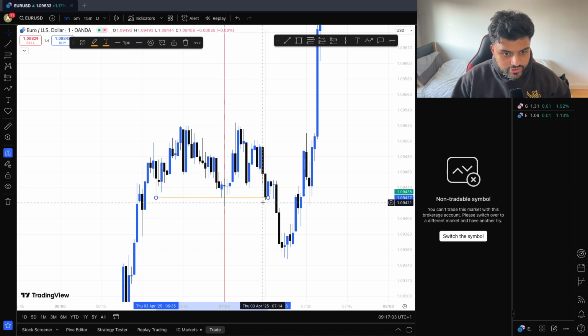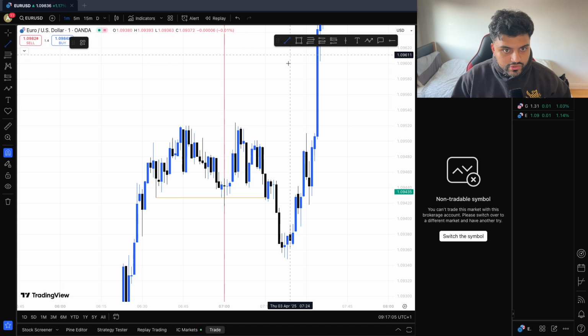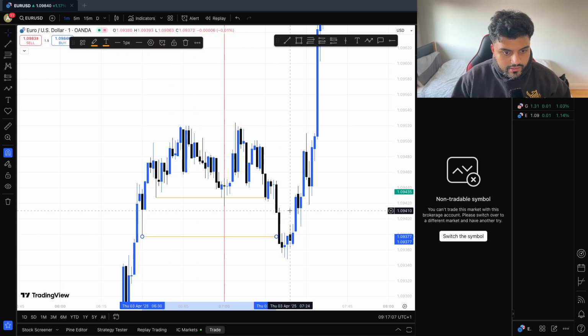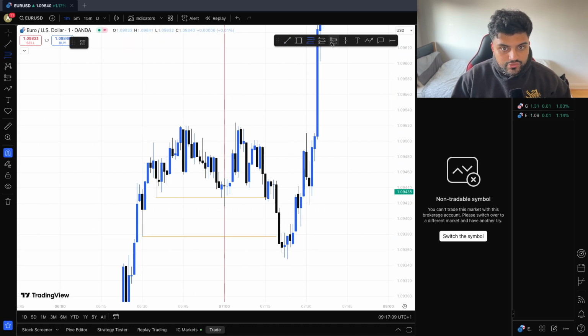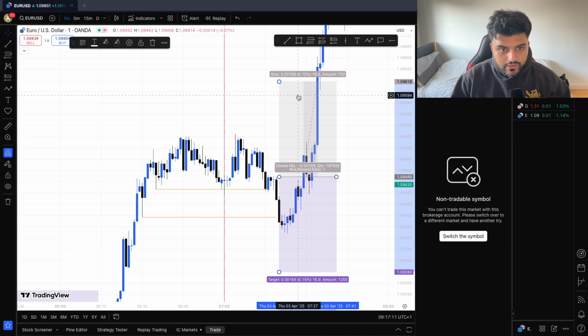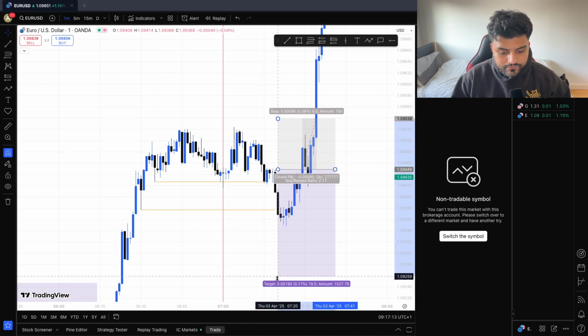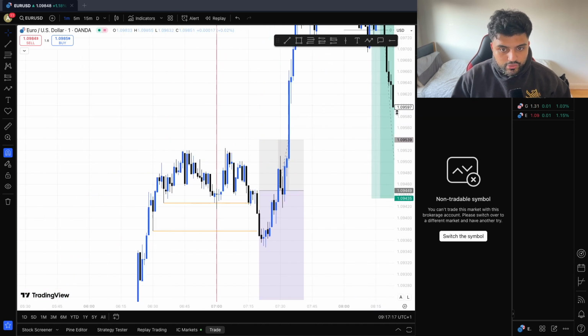So we had a break of structure there, number 1. We also had another break of structure there, number 2. If you're entering off the EQ, it would have been something like that. This would have been the entry, and it would have been stopped out pretty quickly.